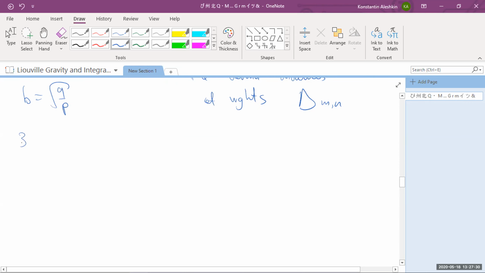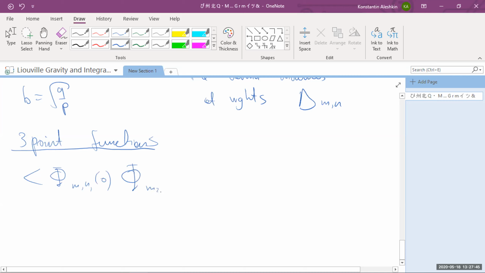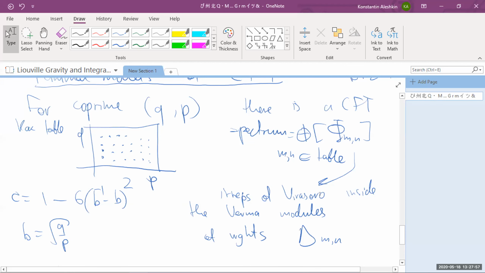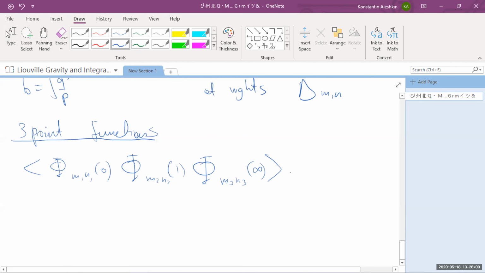And the 3-point functions: phi_n1 and 1, phi_n2 and 2, and big phi, as opposed to Liouville's small phi, phi_n3 and 3. Again, those are vertex operators corresponding to these states in the spectrum. And this is what I'll call the structure constants for n1 and 1, n2 and 2, and n3 and 3.